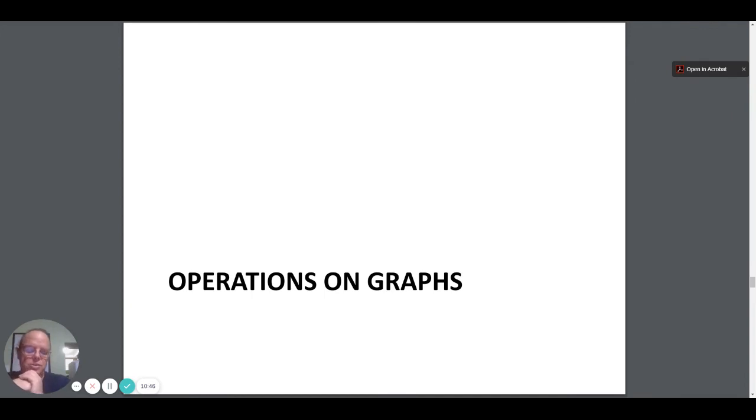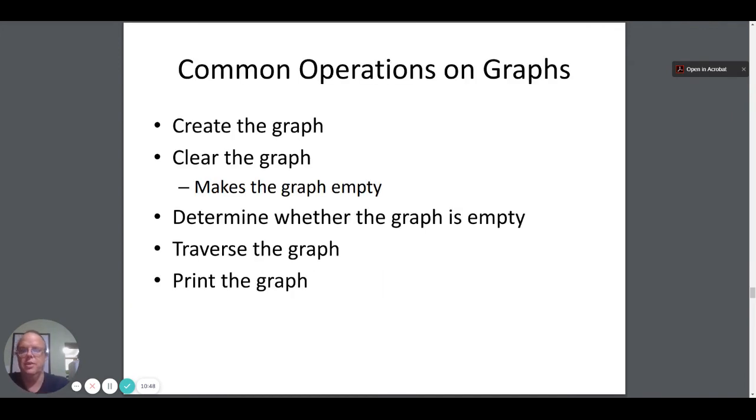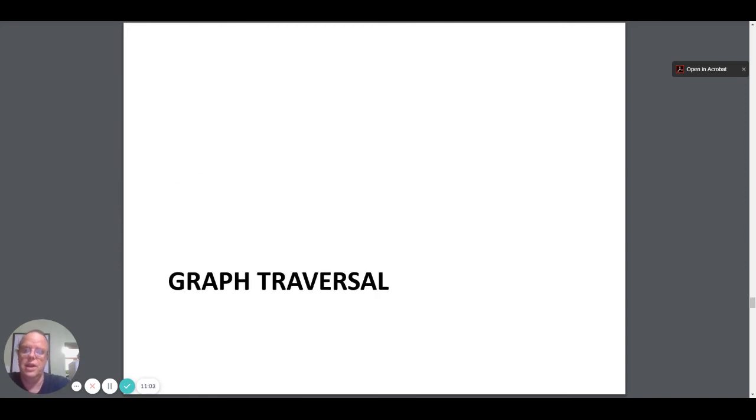Some of the operations that we need to do on graphs. One, we need to create the graph. Two, be able to clear it out, make it empty. We need to do that with a lot of our different data structures. Determine whether or not the graph is empty. Traverse it, and then print the graph.